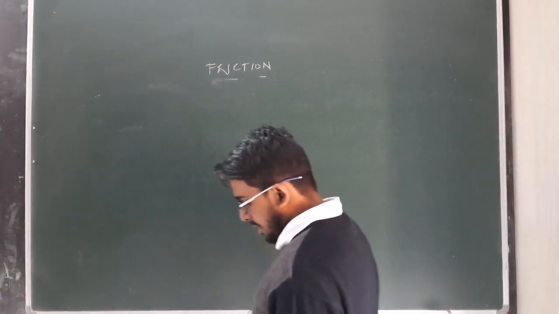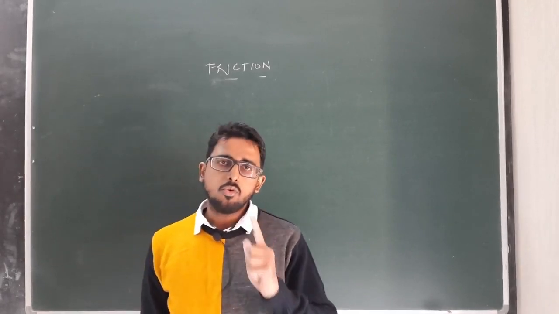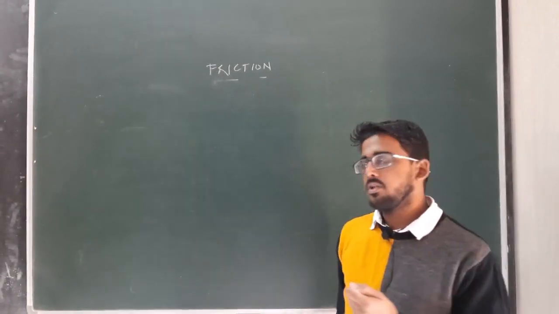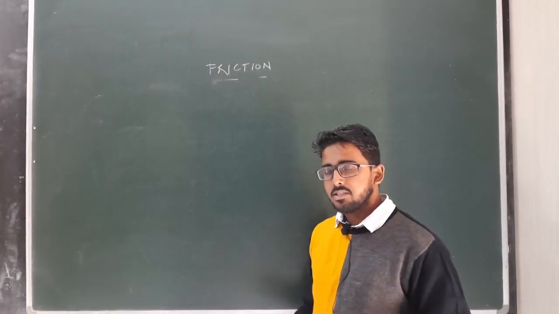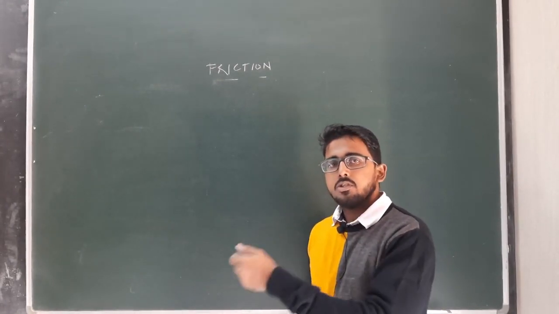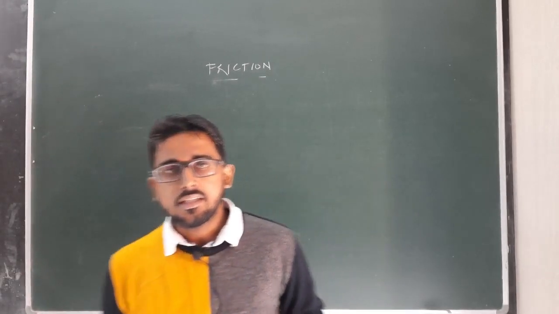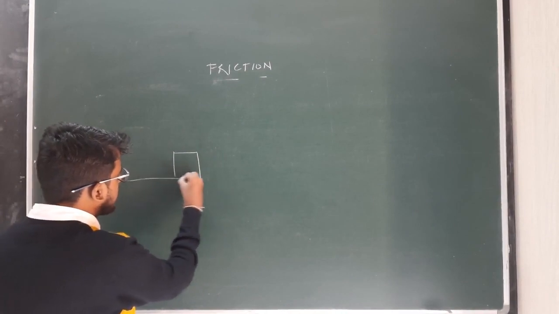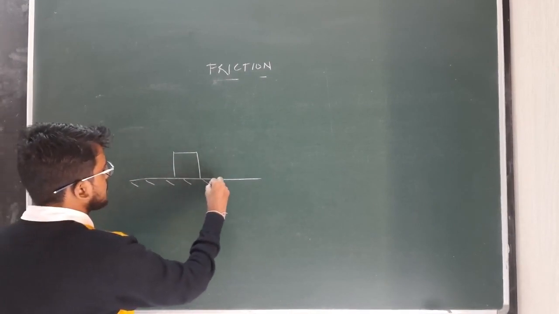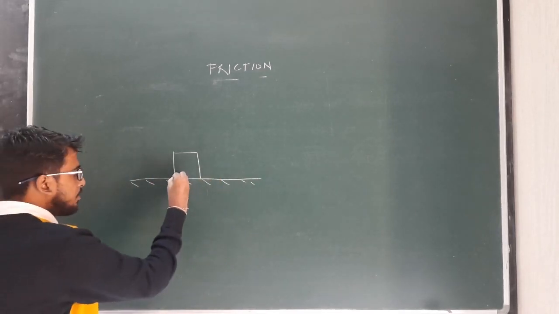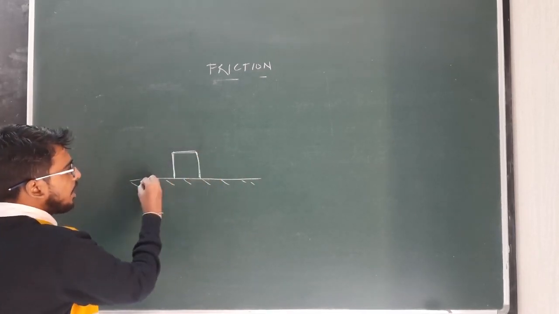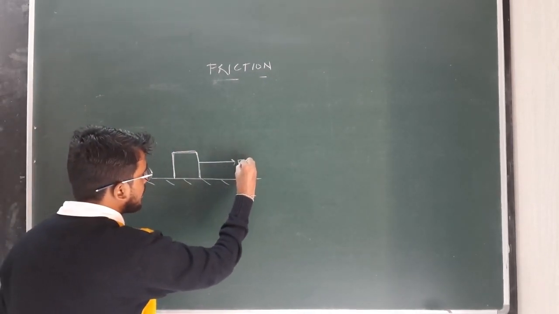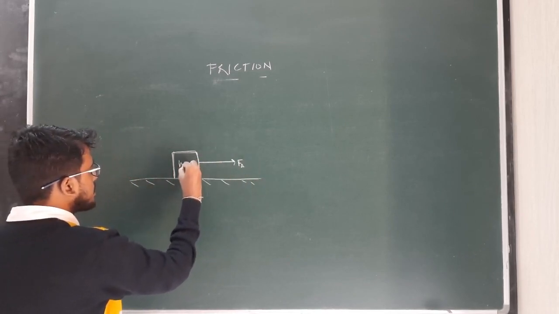So we already know that when there is relative motion between two contact surfaces, the frictional force is known as kinetic frictional force, and when there is no motion at all between two contact surfaces, the frictional force which opposes the effect of the external applied force is known as static friction. For example, here is a block which is present on a surface. It is a frictional surface, that means friction exists between the block and the ground.